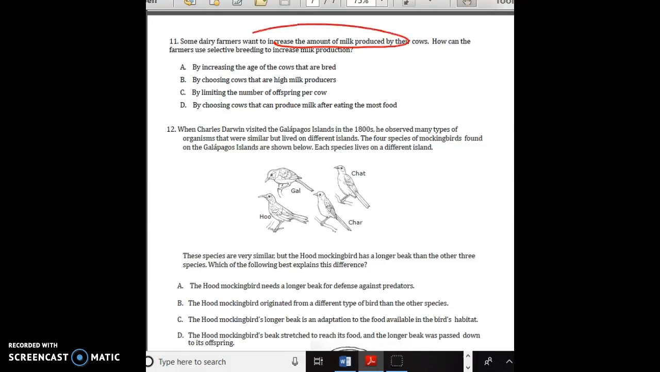Okay, number 11: some dairy farmers want to increase the amount of milk produced by their cows. So that's their goal. How can the farmers use selective breeding to increase milk production? Again, this is selective breeding, so we're talking humans. What are they going to do?